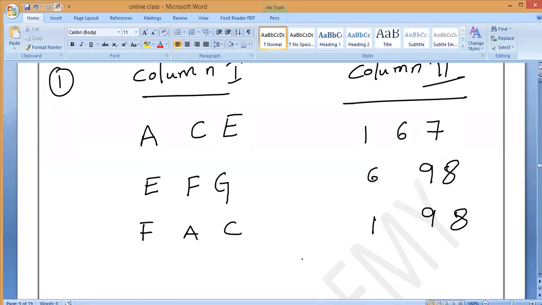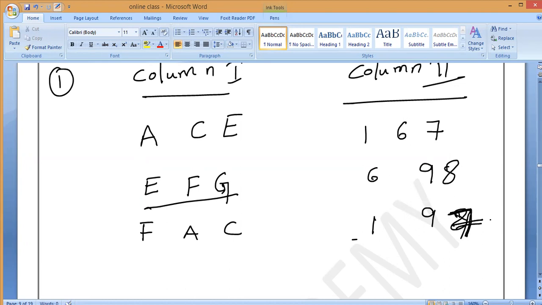Ma'am, for FAC, what is in column 2? Column 2 is EFG, which equals 698. No, ma'am, FAC. FAC equals 198, in the last column. 198, ma'am. It is 197, not 198. It is 7. So now you proceed.